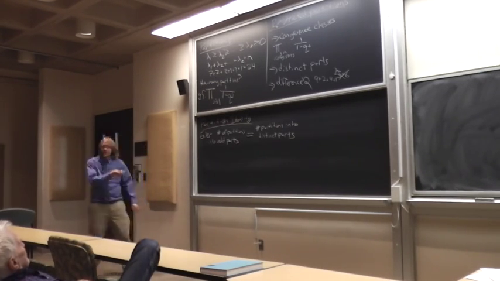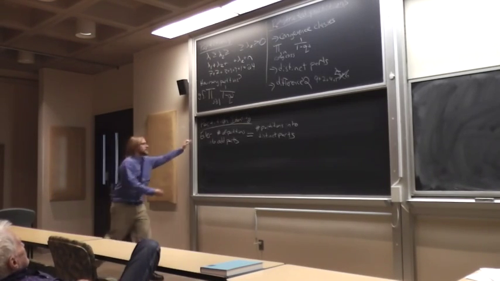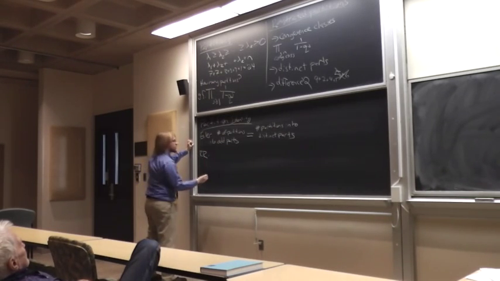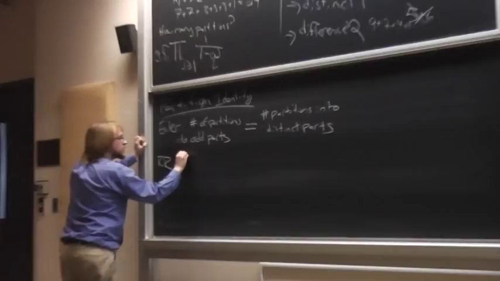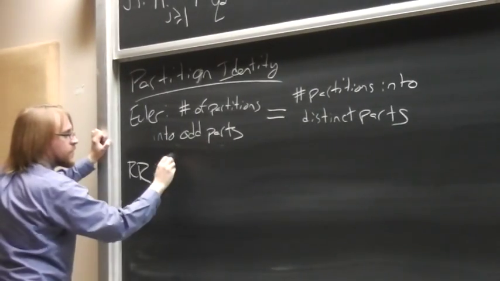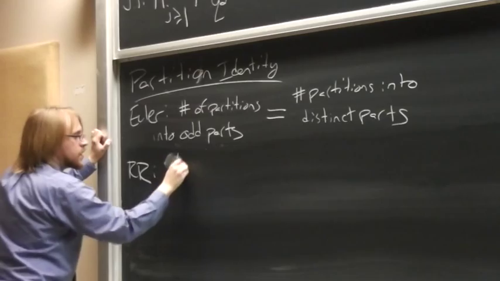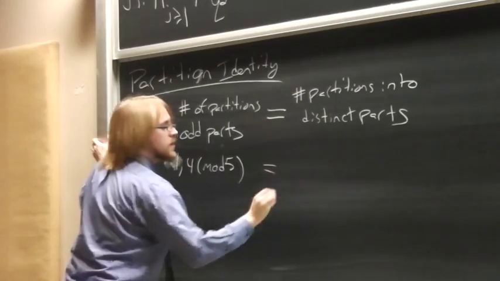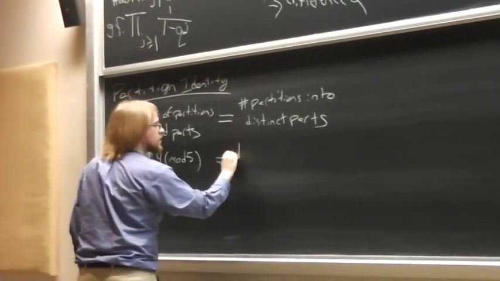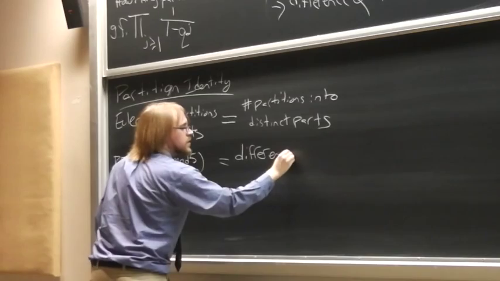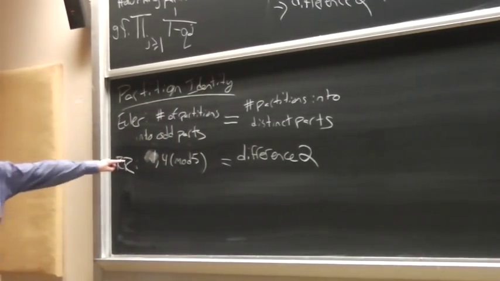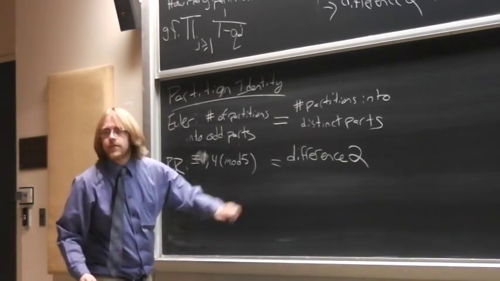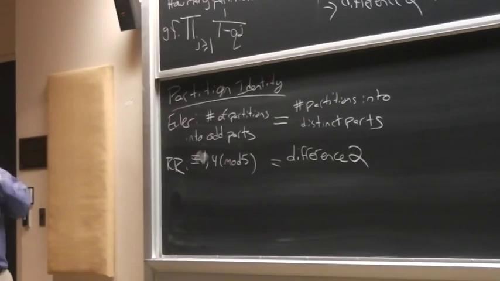But a kind of similar story, although in a more compressed time frame, is the Rogers-Ramanujan identities, of which there's a pair. The first one says, instead of odd parts, I'm just going to say 1 and 4 mod 5. That's my congruence class here. And so why did I use difference 2? The number of partitions into parts congruent to 1 or 4 mod 5 is the same as the number of partitions that satisfy the difference 2 condition.